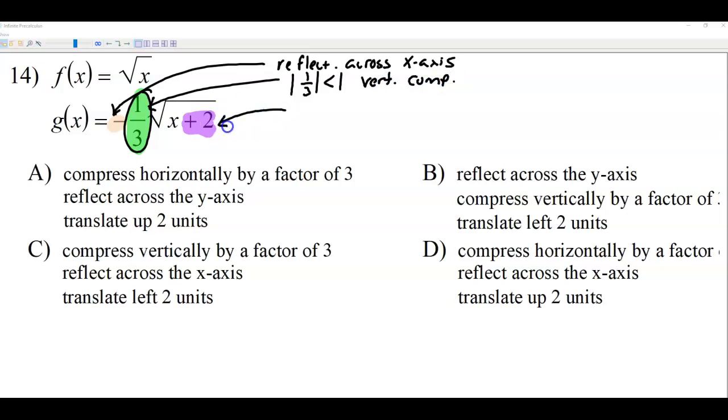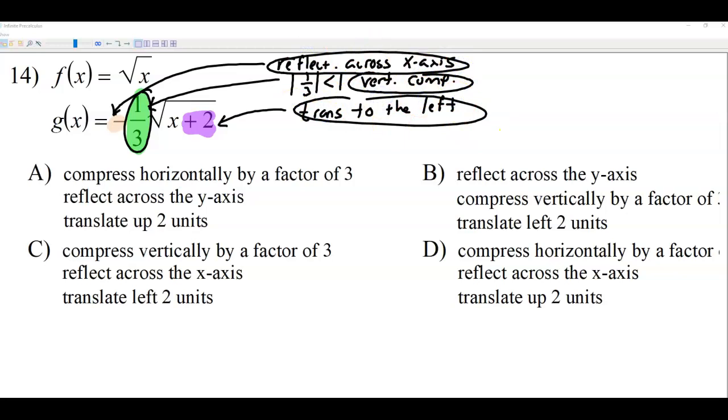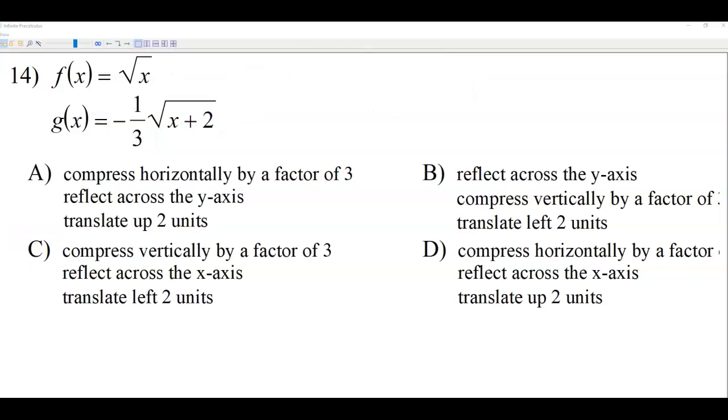Next, we have this number here. And whenever you're adding a number inside the parentheses, that is a translation to the left. Okay, so we're looking for those three things: a reflection across the x-axis, a vertical compression, and a translation to the left. And that looks like option C to me.